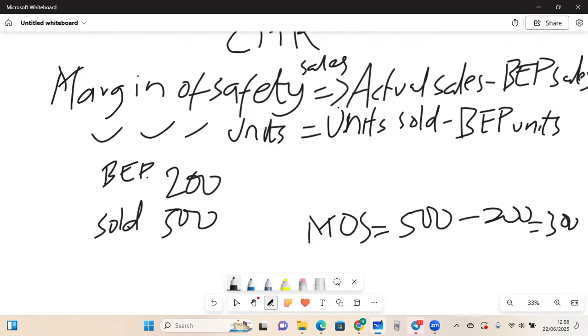If it is in sales, you multiply it by the selling price. If you want a margin of safety in sales, you can multiply the margin of safety in units by the selling price, and then you get it. The same way, you can also subtract the actual sales value minus the break-even sales. Then you are good to go. Right. So that is it for margin of safety.